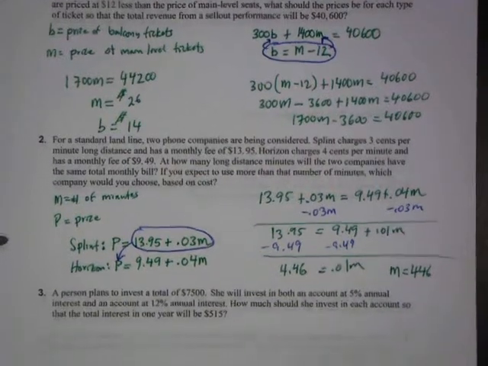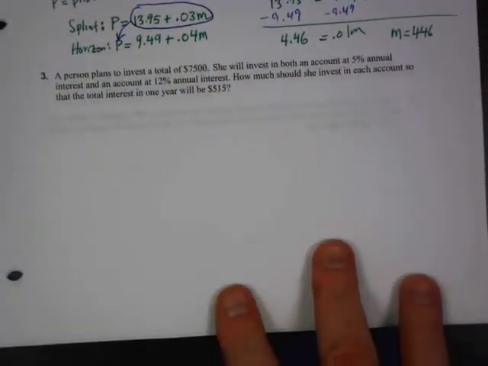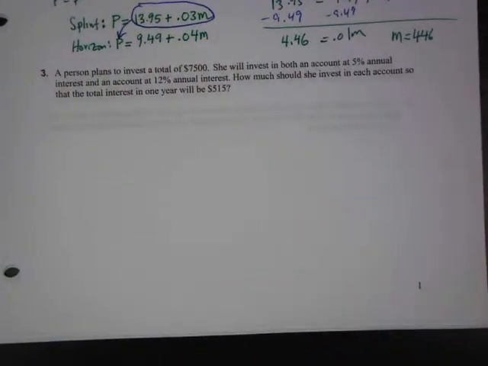All right, how about number 3? A person plans to invest a total of $7,500. She will invest in both an account at 5% annual interest and an account at 12% annual interest. How much should she invest in each account so that the total interest in 1 year will be $515?